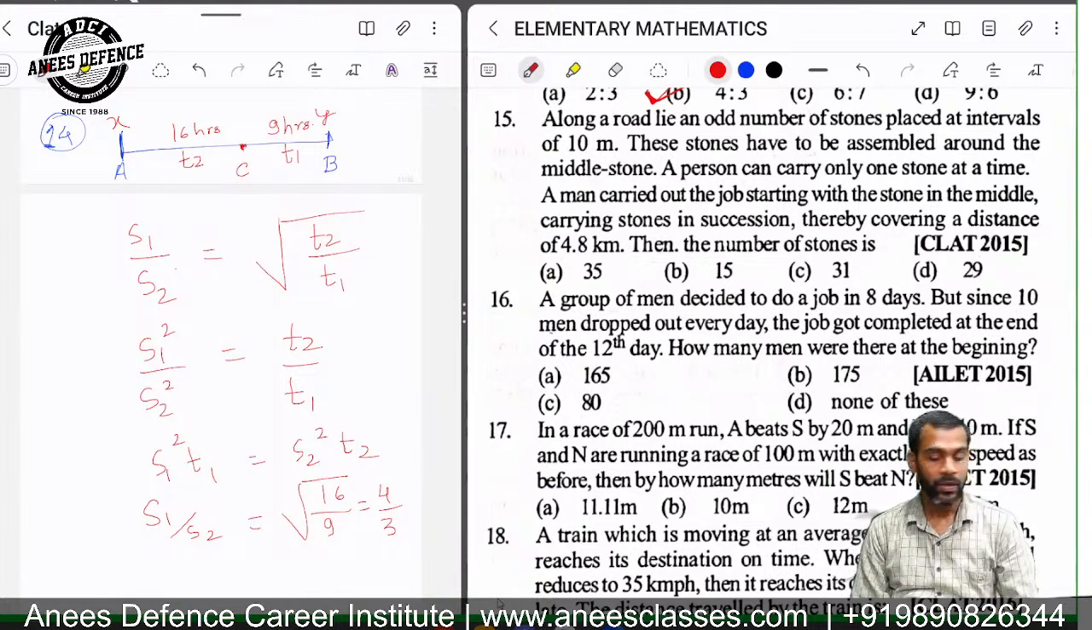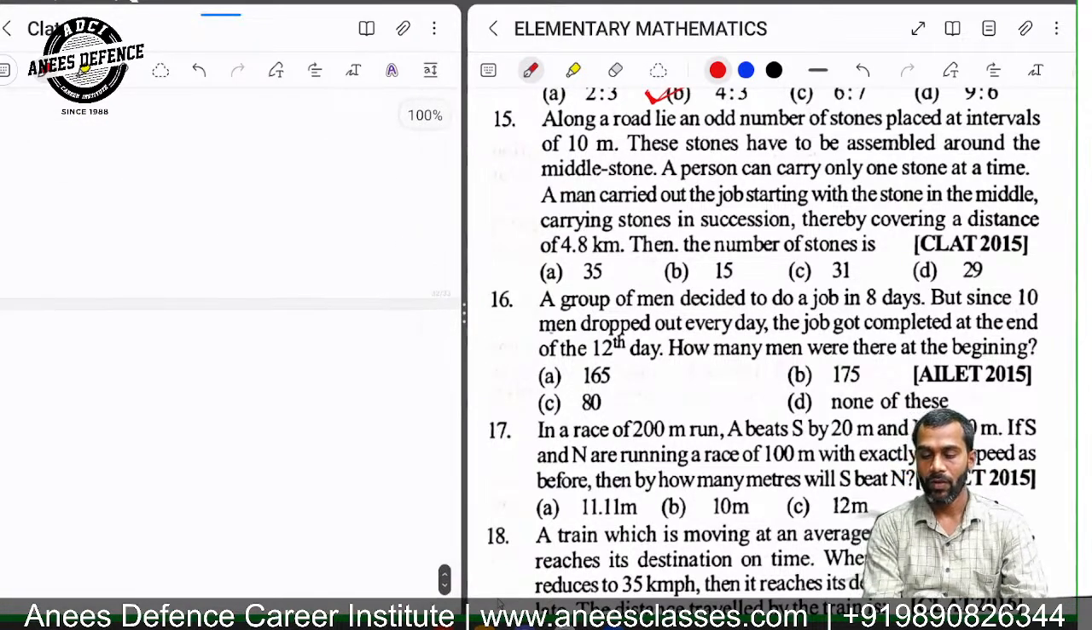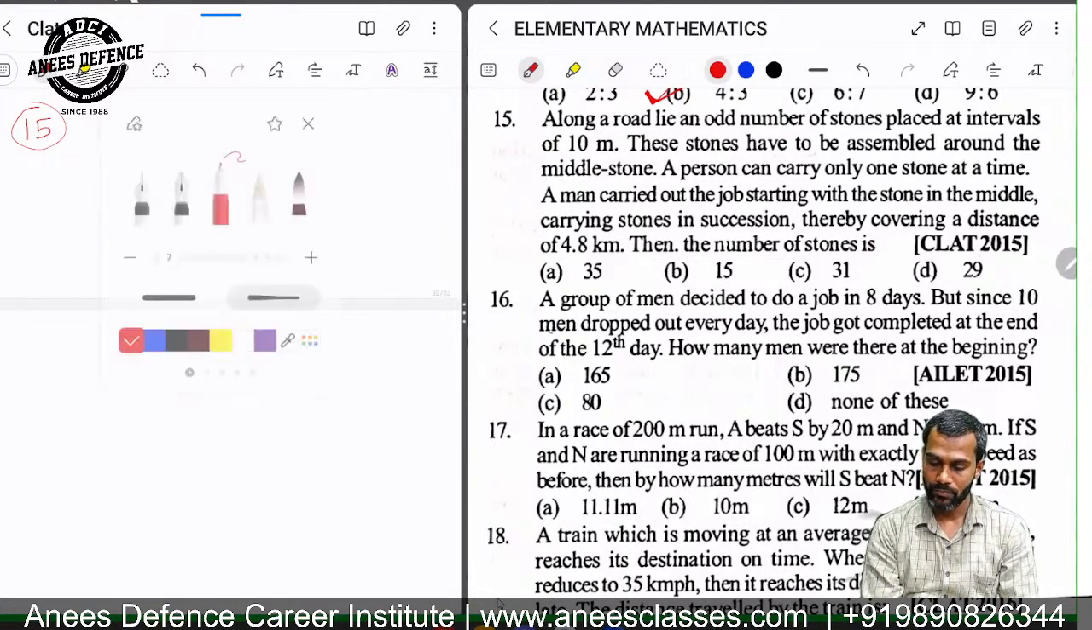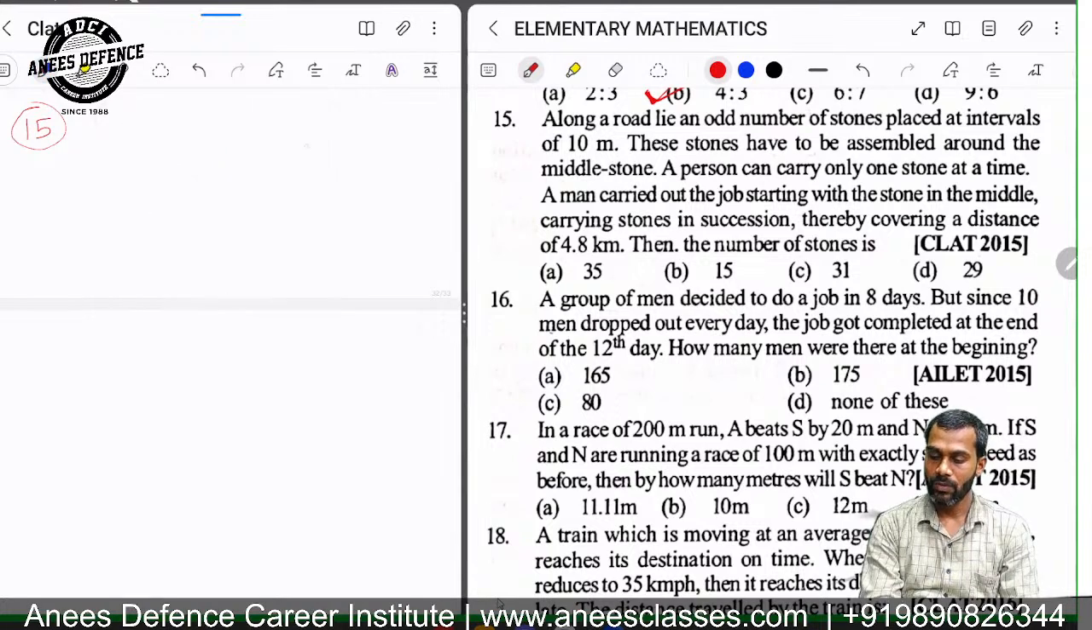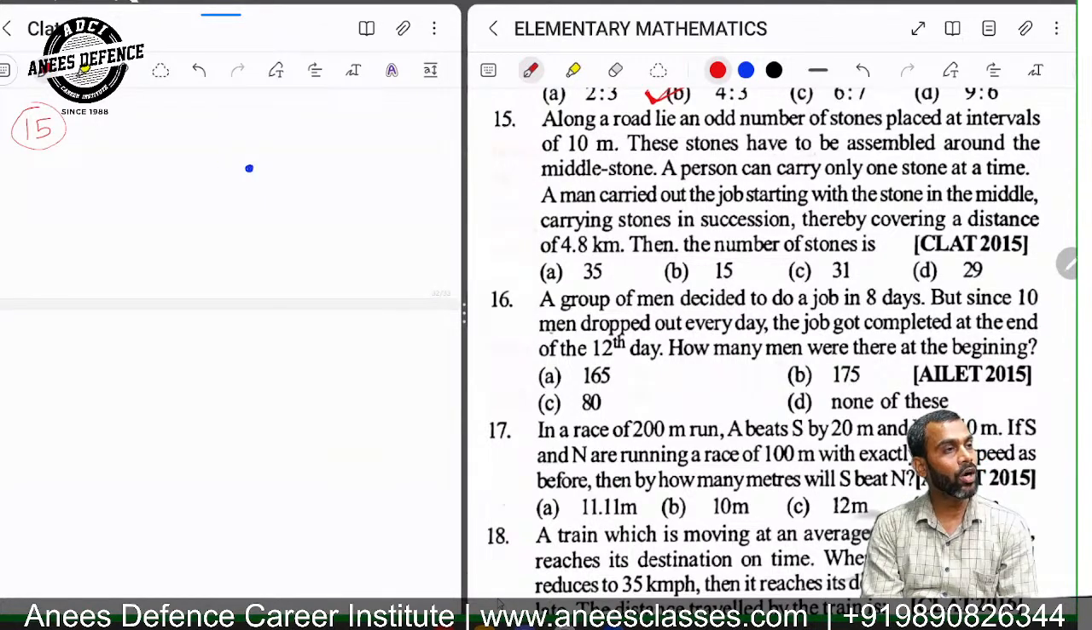Have you understood? See, there are an odd number of stones. Let me draw the diagram. Question number 15. Purva, have you understood the question? No, sir. There are an odd number of stones. Suppose this stone is there in the middle. Why odd? Because if an odd number is there, then one number will be in the middle. There must be only one middle term.